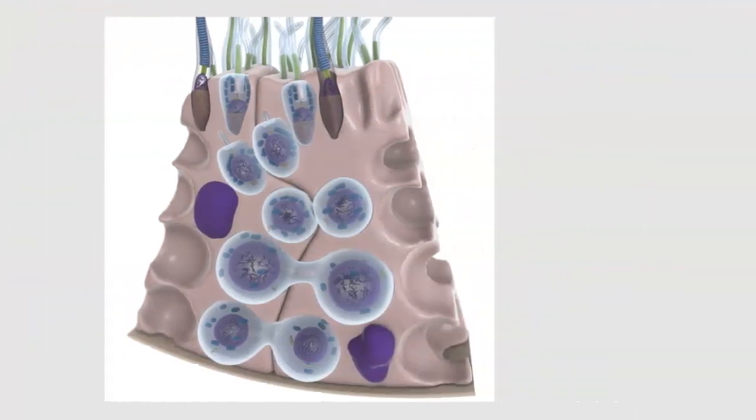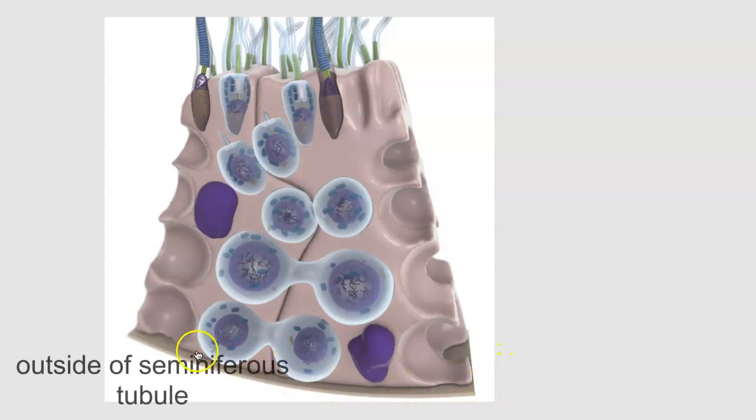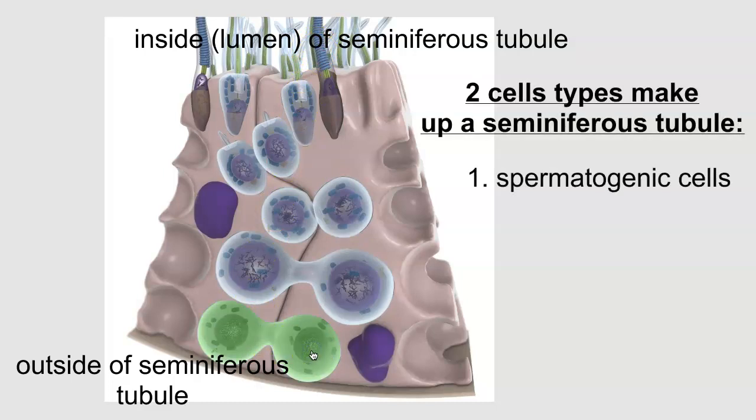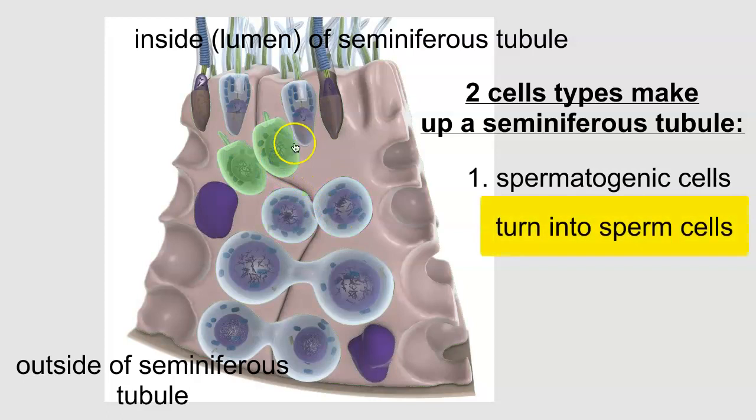This is a close-up picture of one portion of a seminiferous tubule. So we can see the outer periphery of the tubule, and we can see this is the hollow lumen of the tubule. And we know that there are two cell types that make up the seminiferous tubule. There are spermatogenic cells, and these are the spermatogenic cells that I'm highlighting in green. These are the cells that are undergoing meiosis and turning into sperm cells. And as meiosis continues, these spermatogenic cells do take on a different name at each stage of meiosis that they're in, which I'll talk about in a different video. But these are the spermatogenic cells undergoing meiosis, turning into sperm cells.